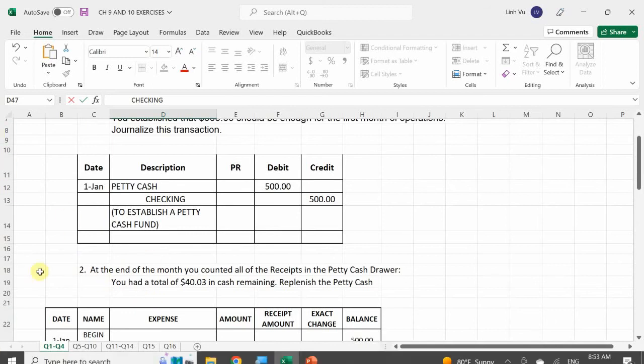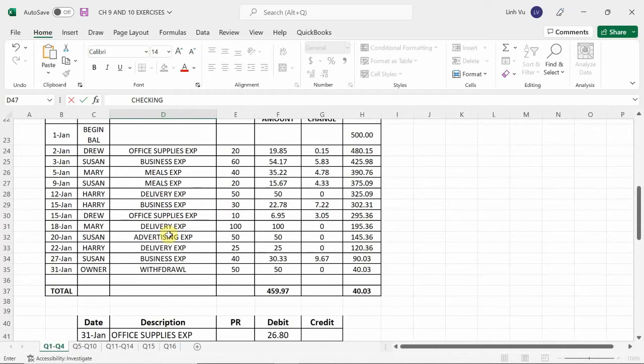Okay. So that's how we establish it. And then this is how we replenish it. We use the money, right? So in this case, we started off with $500, and then Drew took some money out, Susan took some money out, Mary took some money out, all the way down till the end of the month, where you're only left with $40.03, right? And now, because we're so low in the petty cash fund, we need to replenish it. So normally, usually at the end of the month, or if you spent too much money already during the month, you want to replenish it as much as you can so you can have enough money to pay for those minor expenses.